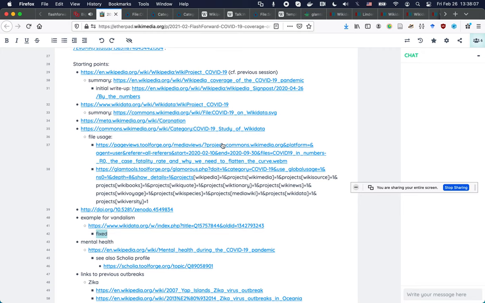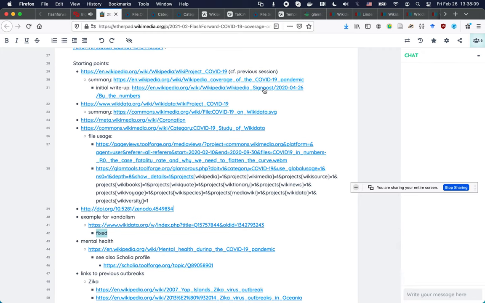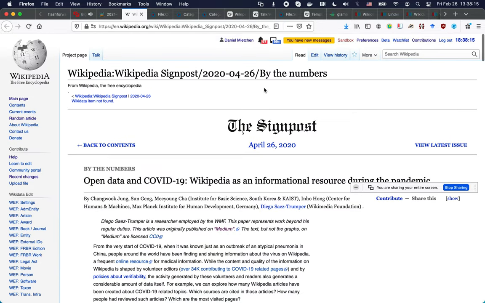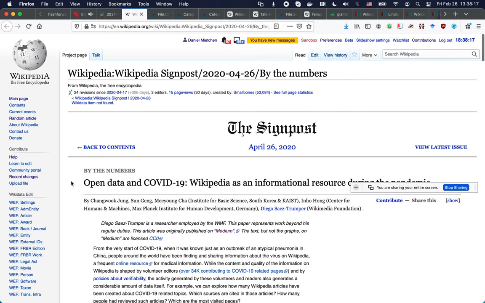What are the things we haven't really talked about? Oh yeah, so there is an interesting write-up on the Wikipedia coverage from the community perspective.